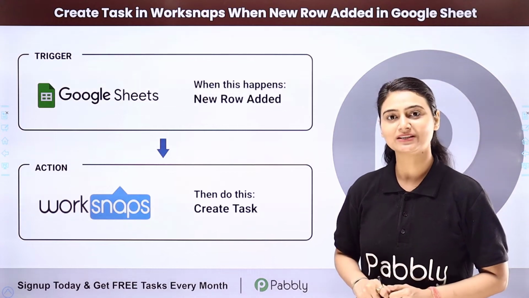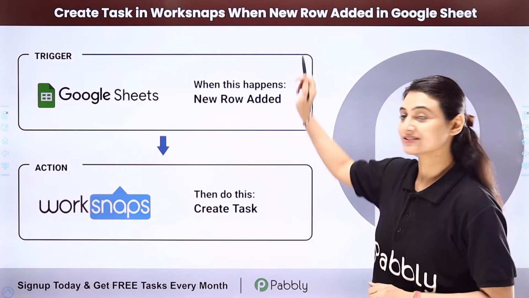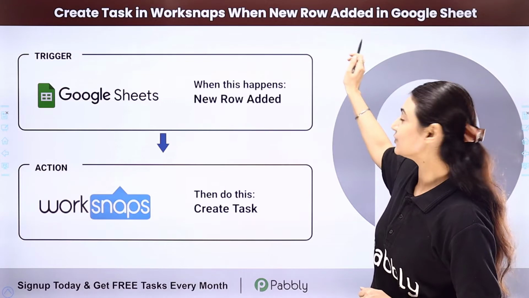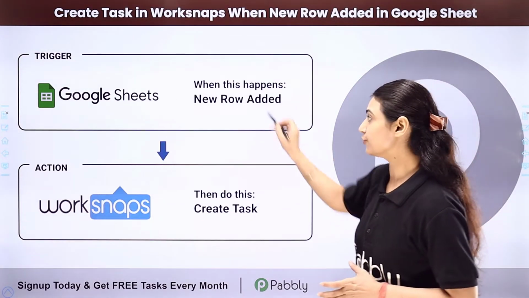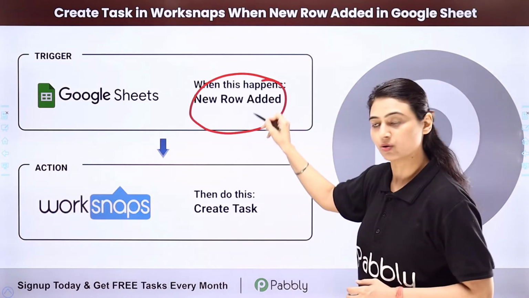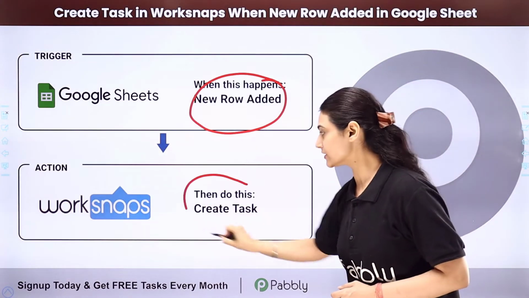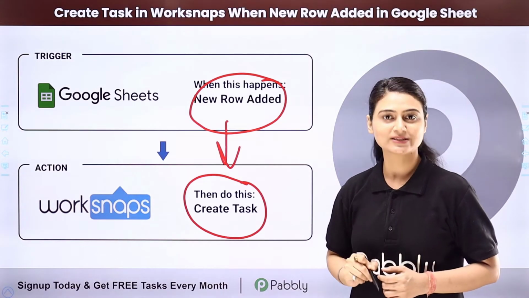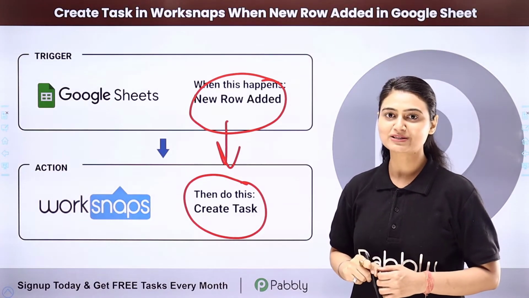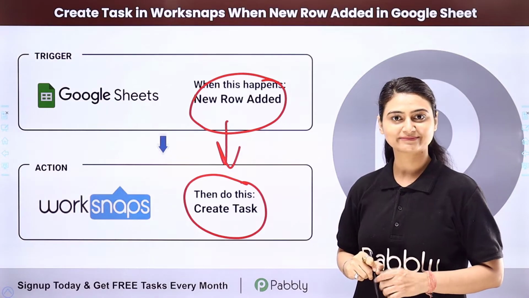In this video, we will learn how you can automatically create a task in Worksnaps when a new row is added in Google Sheets. So let's say every time a new row, new details, are added in Google Sheets, a task should be created in your Worksnaps account. We are going to automate this entire process using Pabbly Connect. Come to my screen to see how we do this.